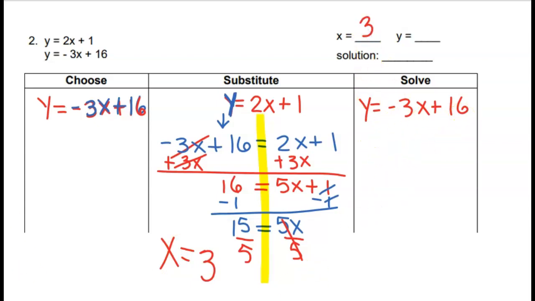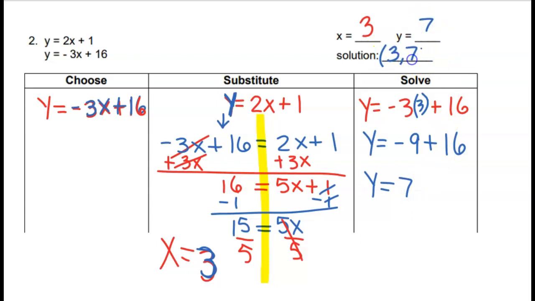Then in my other equation, in place of the x, I'm going to put the 3. This 3 right here, because that's equal to x. So that would be negative 9 plus 16. And so y would be equal to 7. So my intersection point is 3, negative 7. Let me make a correction. The intersection point is positive 3 and positive 7.